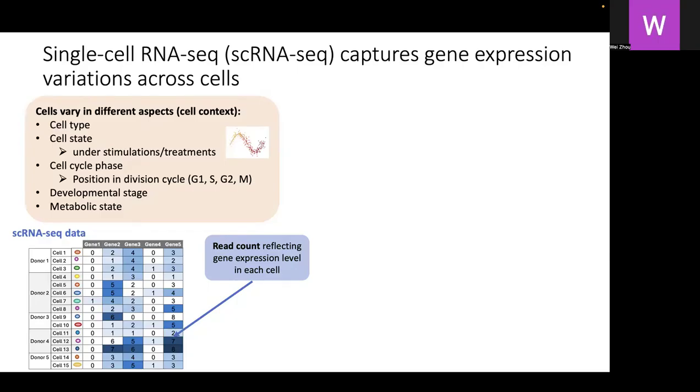So, what does single-cell RNA-seq give us? In bulk RNA-seq, we measure the average gene expression across all cells in a tissue sample. We get one number per gene per donor. Single-cell RNA-seq is different. It measures each cell individually, giving you thousands of measurements per donor per gene. And importantly, those cells are not all the same. They can differ in cell type, cell state, where they are in the cell cycle, how activated they are, and more. All of that variation is now visible with single-cell RNA-seq.